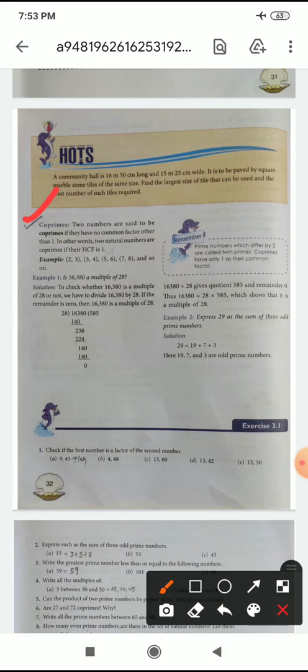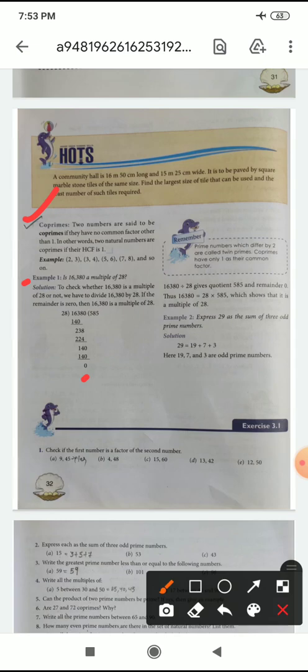Example 1. Is 16,380 a multiple of 28? Solution, you see, to check whether 16,380 is a multiple of 28 or not, we have to divide first these two numbers. If the remainder is 0, then 16,380 is a multiple of 28. So here we get remainder 0. So it is the multiple of 28.